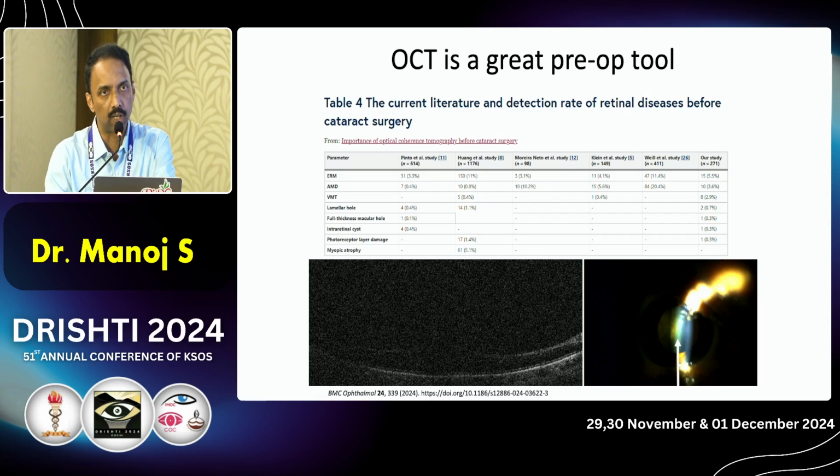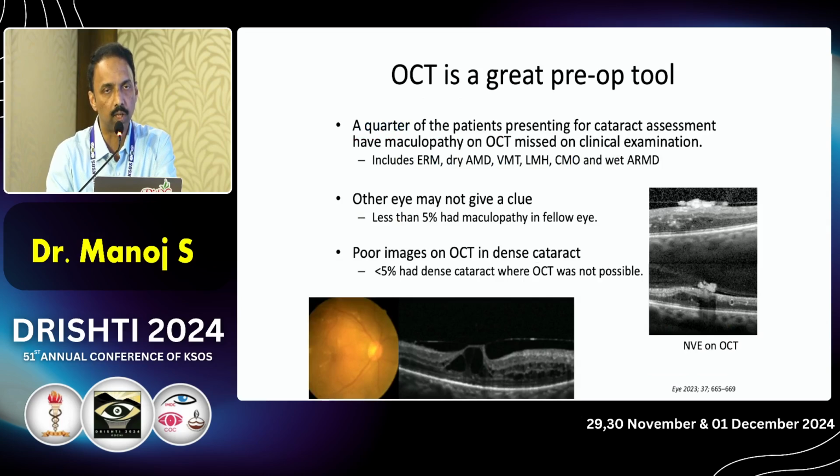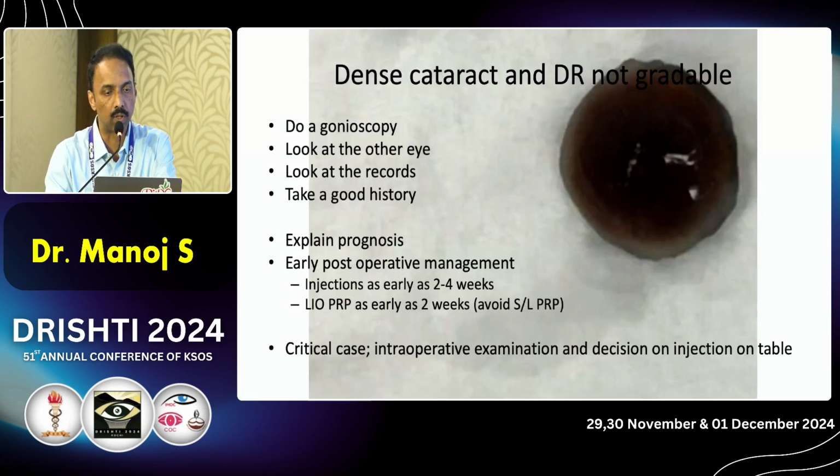As Dr. Harshali again said, OCT is a great preoperative tool. We think that in a cataract, OCT may not be good enough, but it does pick up most of the changes. As she said, a quarter of patients with cataracts who come for cataract assessment will have some kind of maculopathy. So it is not just identifying the macular edema. You can also identify NVs, as you can see in the photograph there. NVs on the OCT help us to identify these problems early.